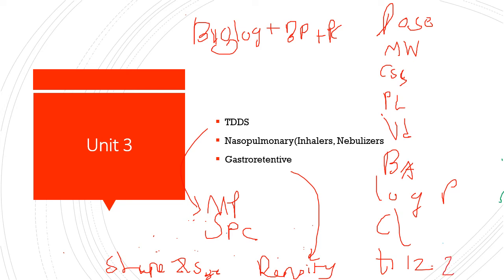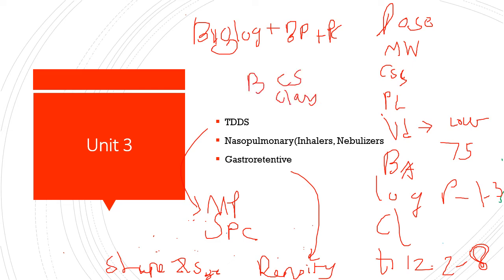Half-life should be around 2 to 8 hours. Clearance should be good enough. Log P should be between 1 and 2. Bioavailability of more than 75% is required. Protein binding and volume of distribution should be a little low. BCS class also needs to be identified. Mostly class 2 drugs can be easily incorporated. Steady state concentration should be rapidly achieved.